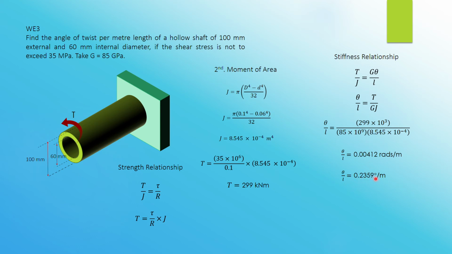So you will get your angle of twist per meter length at 0.2359 degree per meter length, or it can be expressed as 0.00412 radians per meter. So I hope you know how to convert radians to degree or degree to radians. From radians, if you want to convert to degree, you must multiply by 180 divided by pi. So that is the other way around.